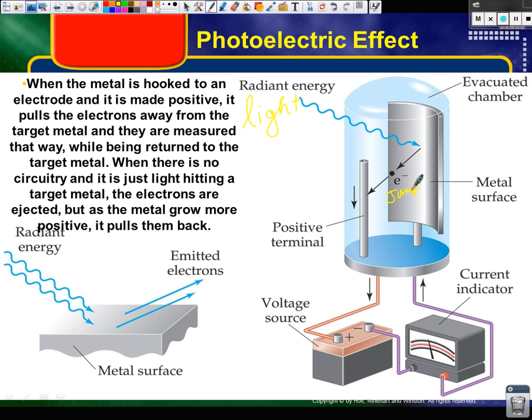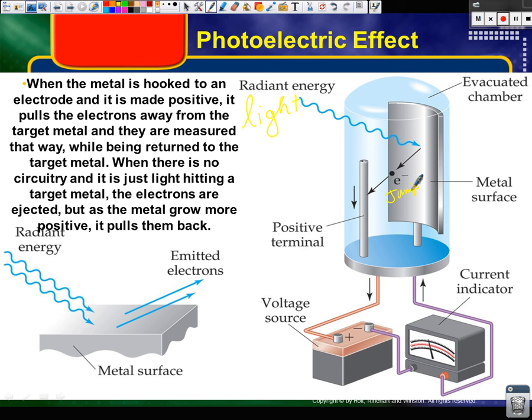When the metal is hooked to an electrode, it is made positive. It pulls the electrons away from the target metal, and they are measured that way while being returned to the target metal. Now, that's kind of confusing, but this is the important part. When there is no circuitry, which basically means there's nothing hooked up to it, and it is just light, and again, what is light a form of? Energy, hitting a target metal, the electrons are ejected, which basically means knocked off. But as the metal grows more positive, it pulls them back.